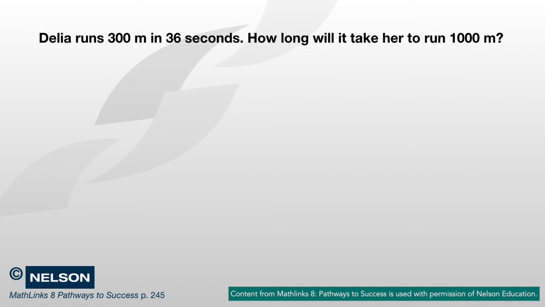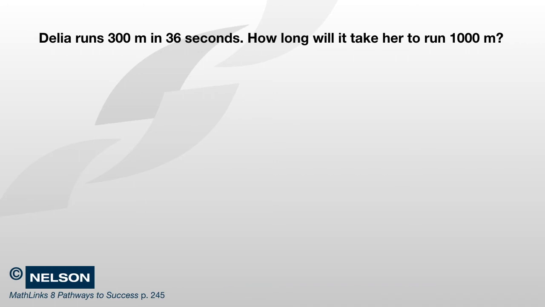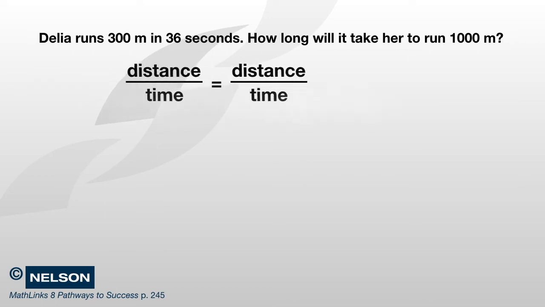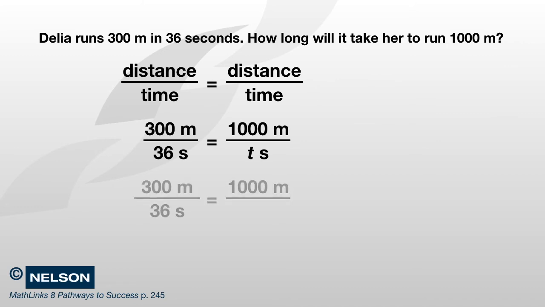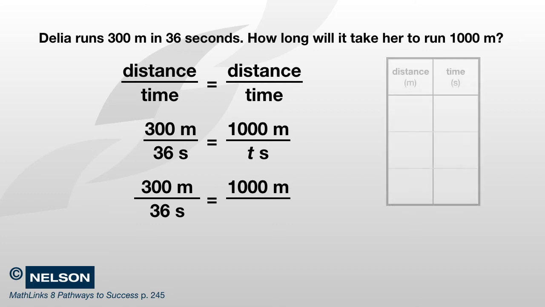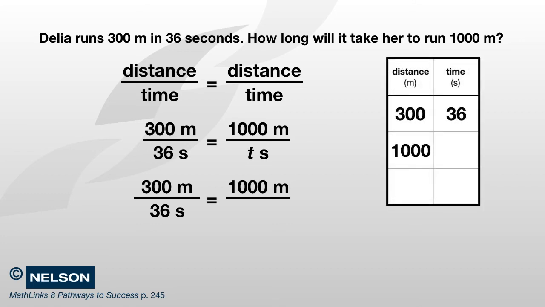Delia runs 300 meters in 36 seconds. How long will it take her to run 1,000 meters? We'll assume that Delia will continue to run at the same speed, or rate, over the longer distance. Again, we can begin by writing a proportion. Alternatively, we can use a table of equivalent ratios to help organize the information. In this video, we'll show both representations.